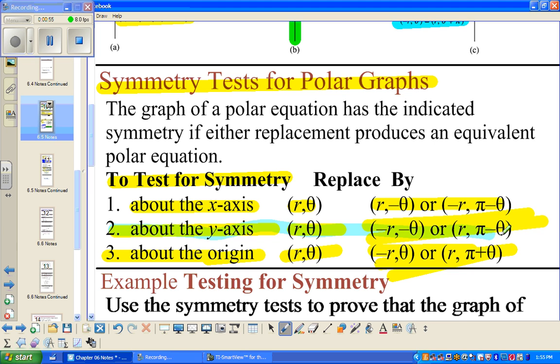So remember, for each of these, if you are testing for symmetry, you're going to replace r and theta with either the first option over here or the second. And then you're going to see if, when you do that, you can simplify your expression back to what you started with. If you can, then you have tested and found that there is whichever symmetry that you were testing for. If you can't, then there isn't that symmetry.